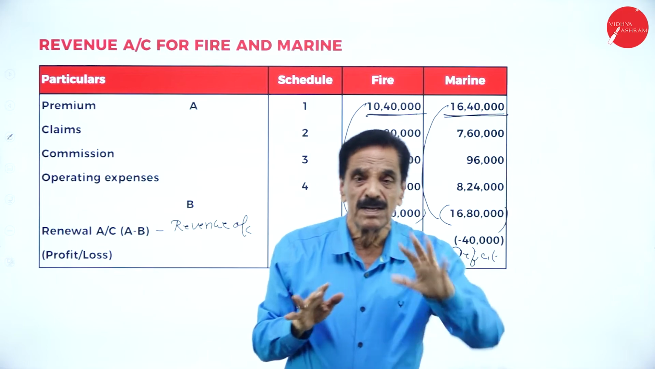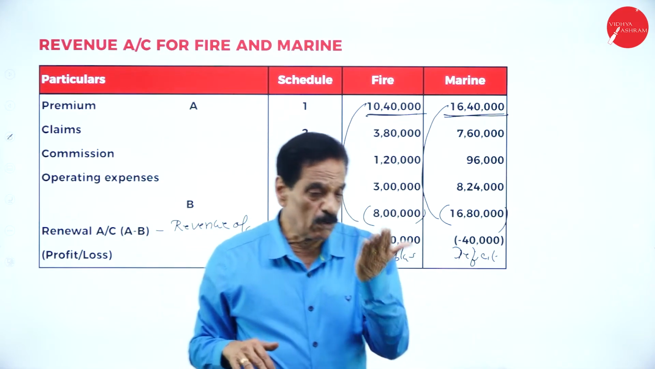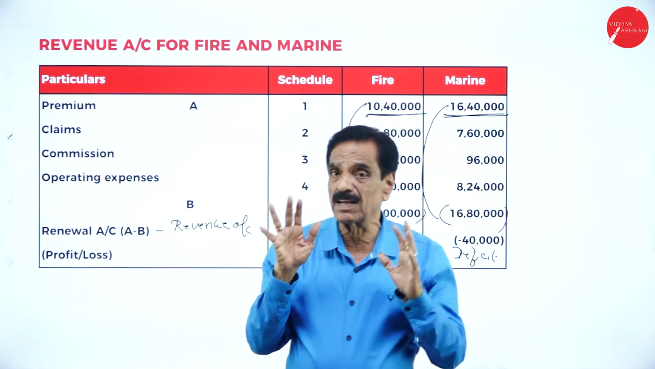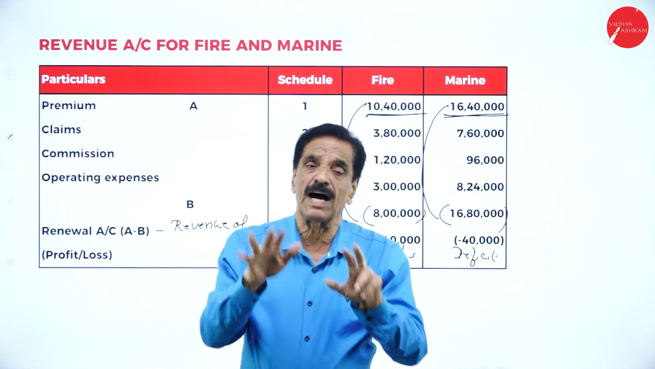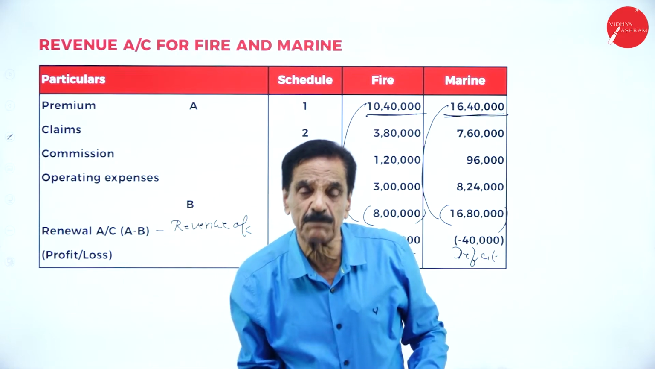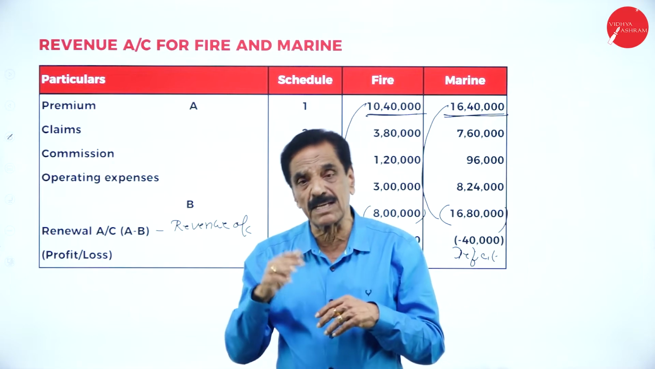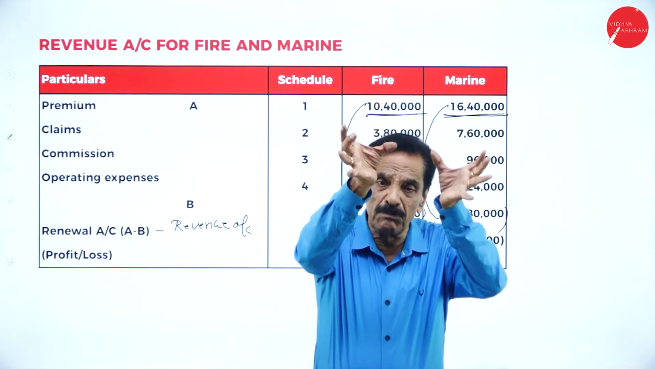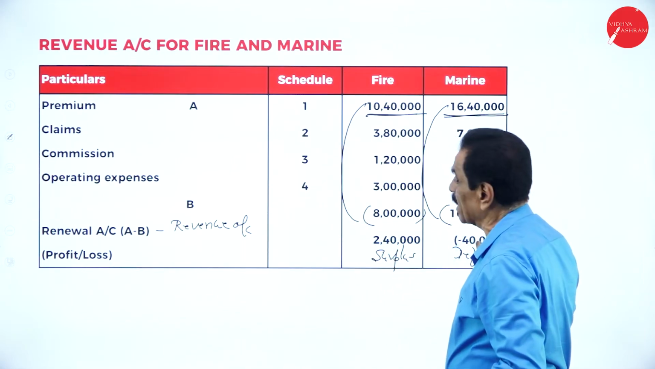Regarding the claims paid, minus reinsurance claim, add outstanding claim of the current year, less claim of the last year. Regarding the commission paid, commission accepted should be added, ceded should be deducted. Operating expenses, that is management expenses, depreciation and bad debt, all will be put into the format. So the difference may be surplus or deficit.